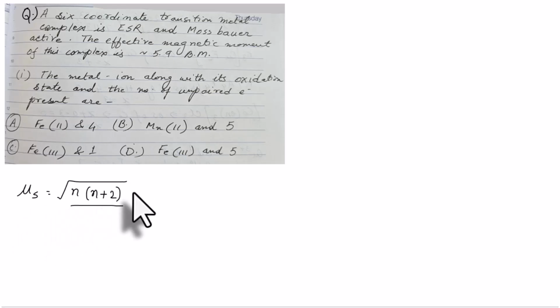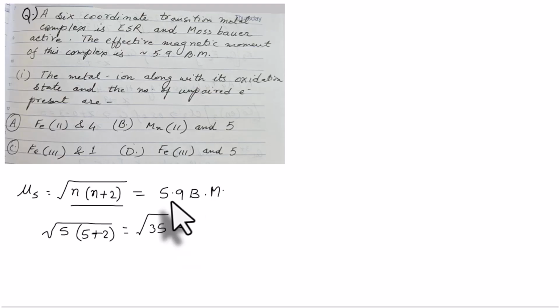And it is given as 5.9 Bohr magnetons. So looking at this value, we have the nearest number, which is square root of 35, which gives us 5.9. And from here, we can identify how many unpaired electrons are there. So the number of unpaired electrons is equal to 5. That means this particular complex has a metal ion with n equal to 5. Now, how many options do we have for n equal to 5?